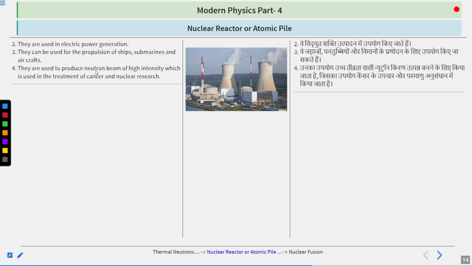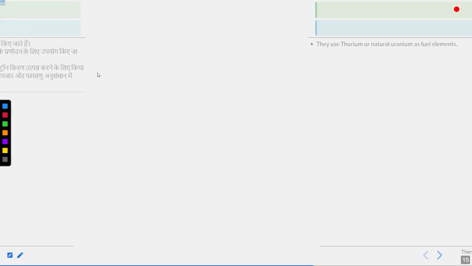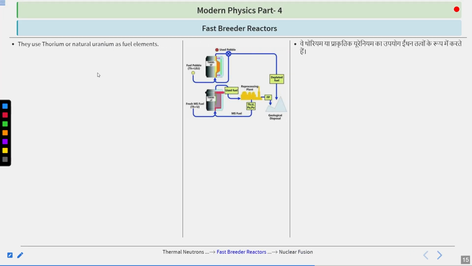They are used to produce neutron beams of high intensity, which are used in the treatment of cancer and in nuclear research. Then what are the fast breeder reactors? Let's have a look at them. They use thorium or natural uranium as the fuel elements.